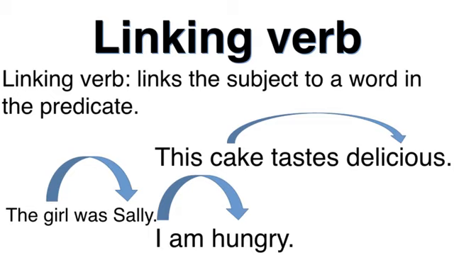Girl was Sally. I am hungry. Yeah, I'm really hungry though. What time is lunch? Oh, sorry. But these are also linking verbs because I and hungry are the same thing. This cake tastes delicious. A cake doesn't actually eat delicious. The cake is delicious. So the word taste in this sentence is a linking verb.